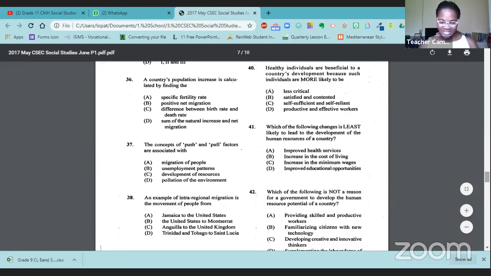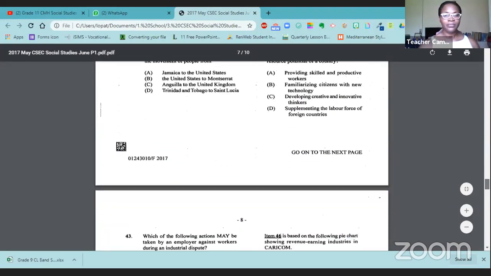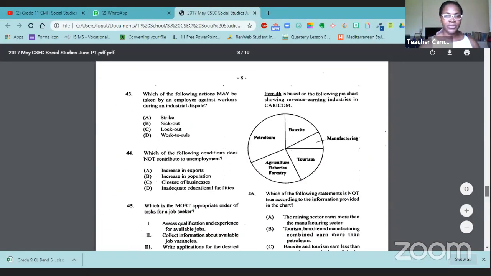Which of the following is not a reason for a government to develop the human resource potential of a country? And D would be supplementing the labor force of foreign countries. And if your business, that's the foreign country's business. All right. 43, and we're coming down to the end.